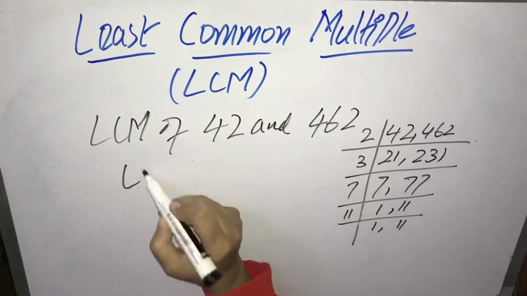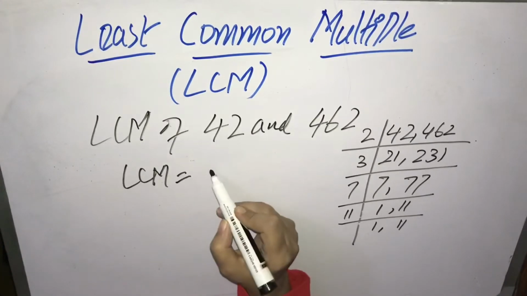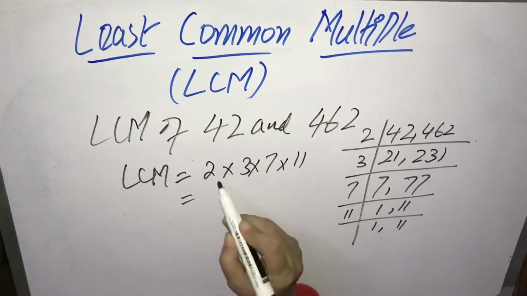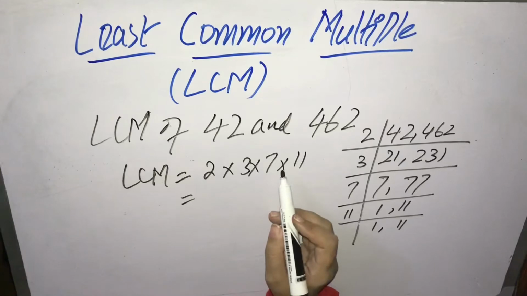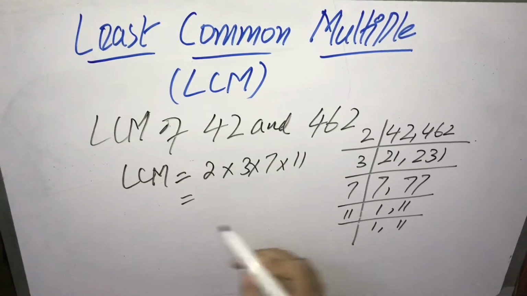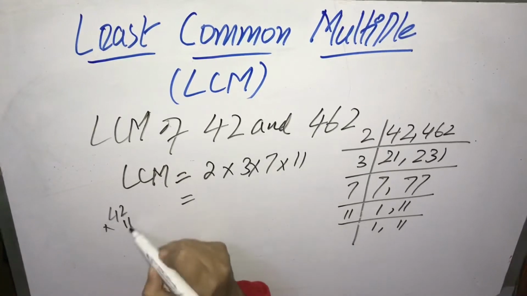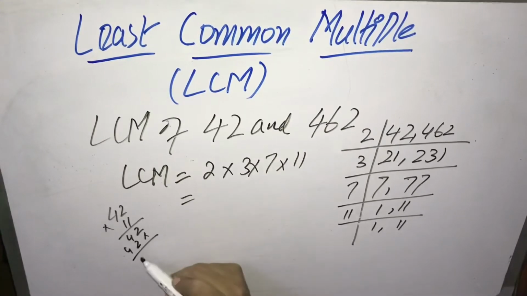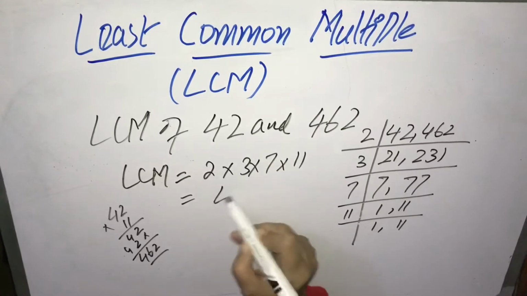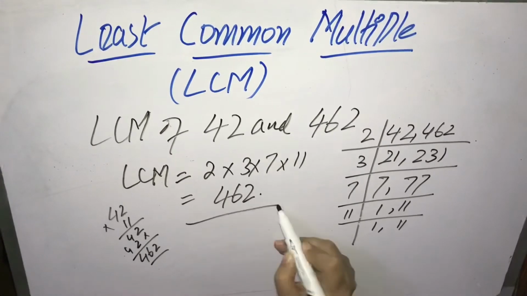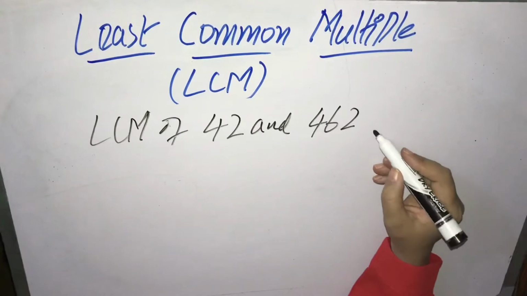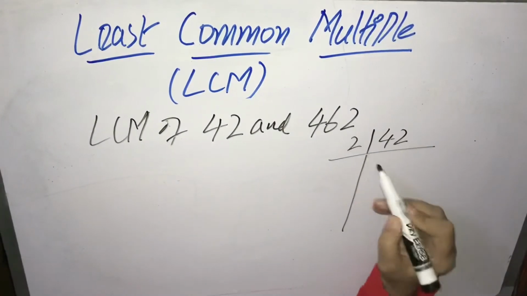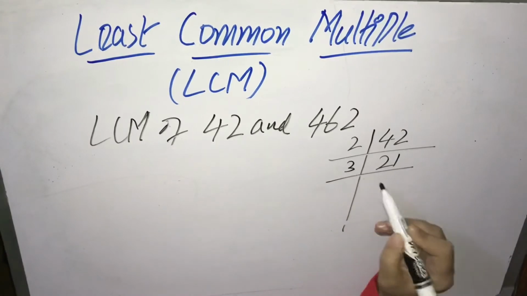Now the LCM will be 2 cross 3 cross 7 cross 11. 2 3s are 6, 6 7s are 42, and 42 multiplied by 11 will be 462.